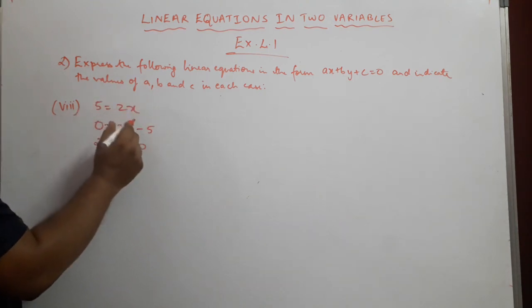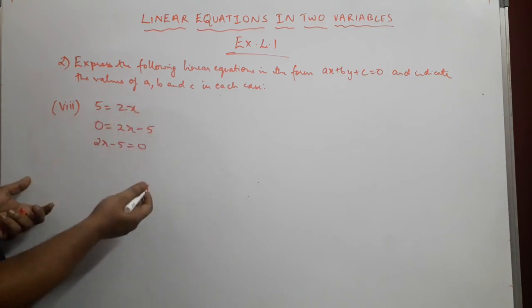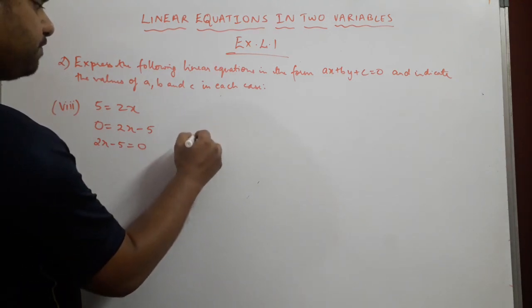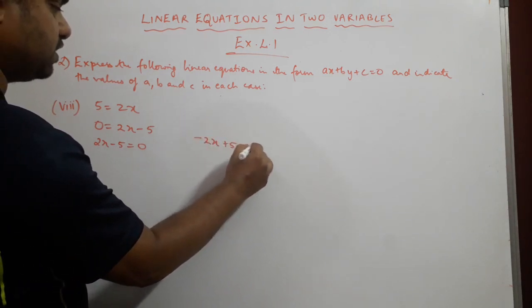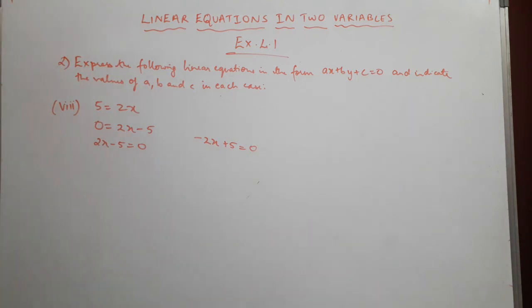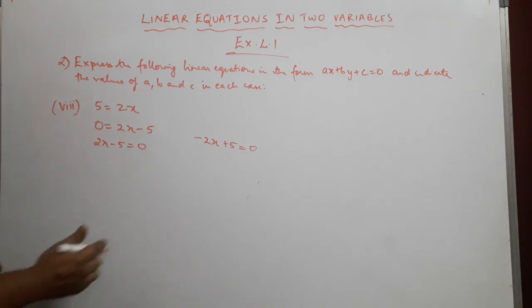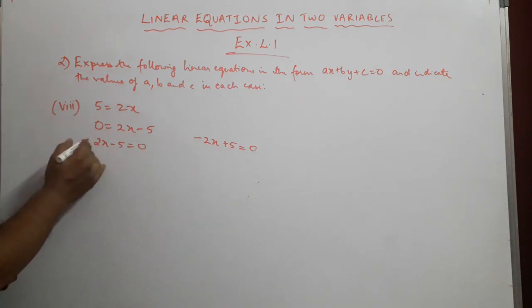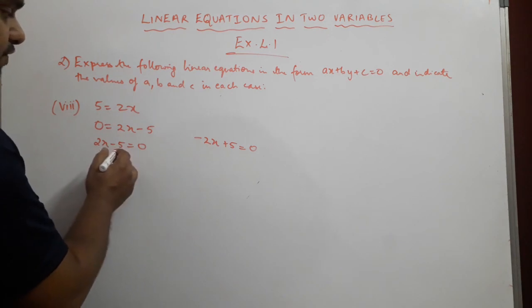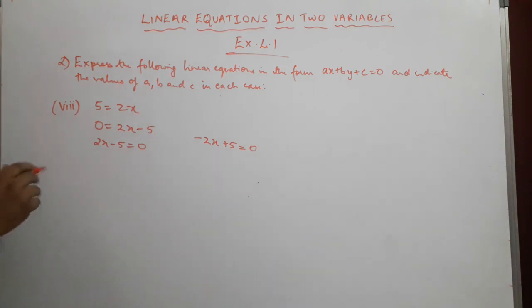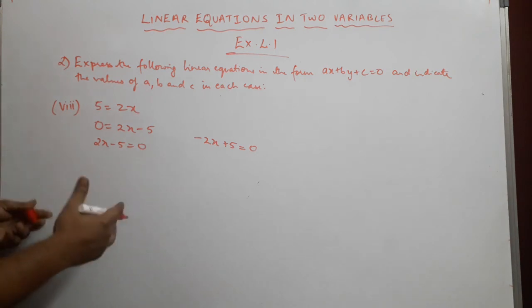Alternatively, if it is 5 equal to 2x, we can do what we have been doing all along. Take 2x, whatever is on the right hand side, to the left hand side. So this will become minus 2x plus 5 equal to 0. Remember, either way you won't be marked wrong, provided you put the signs properly. Here 2x was positive, here 2x will be negative, here the constant 5 is negative, here it is positive. Both are correct, because finally when you substitute these values in that linear equation, you will get the solution to that problem correctly.